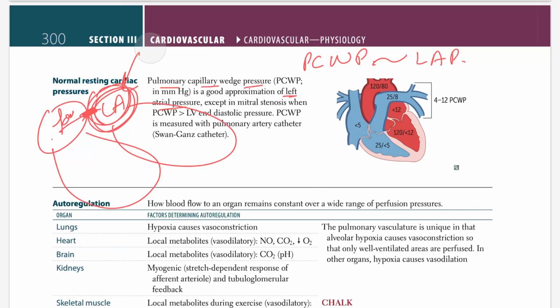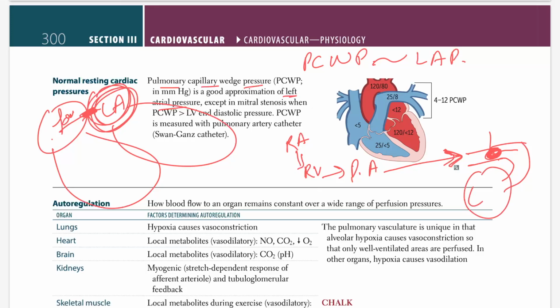So what you do is you put the catheter from the veins into the IVC to the right atrium, then it goes into the right ventricle. From the right ventricle it goes to the pulmonary arteries, and from the pulmonary artery you want to go into the smallest vessel that the catheter can move into, and you check that pressure. Because eventually that same pressure is going to go where? From the pulmonary vein, it's going to open up into the left atrium.